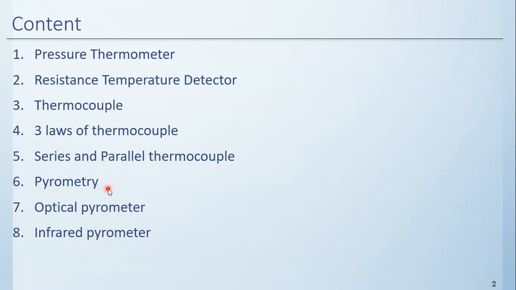Then we'll introduce pyrometry, which is one of the techniques for measuring temperature. Then optical and infrared pyrometers, which work on the principle of pyrometry. So this is the nutshell of today's class.